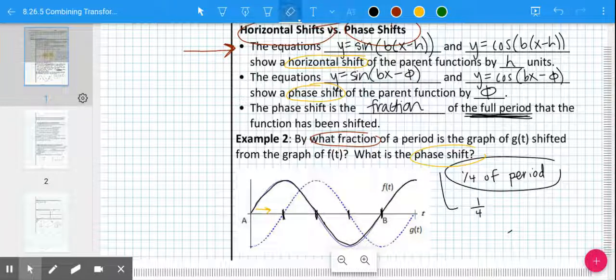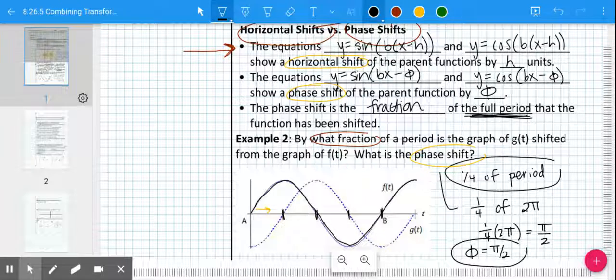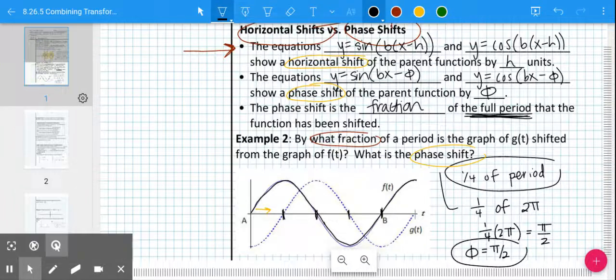This is a basic sine or cosine function. So in this case, when we say 1/4 of the period, we're saying 1/4 of 2 pi. And 1/4 of 2 pi becomes pi over 2. So that is the phase shift. The phase shift is a value pi over 2. Pi over 2 means shift 1/4 of the period. And that's important language because the period is going to change for different functions. And we'll come back to that.